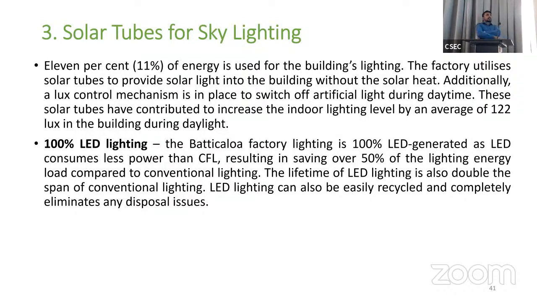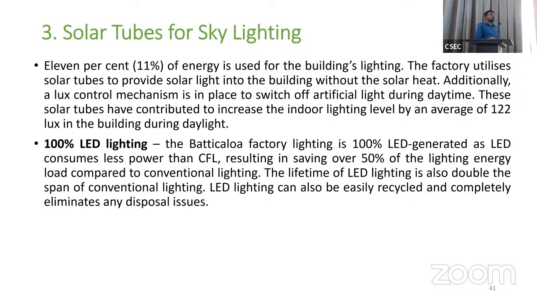And also 11% of energy is used for the building lighting. The lighting reduces that much because of the introduction of solar tubes into the building without the solar heat. And also there are additional daylight sensors to switch off artificial light during daytime.